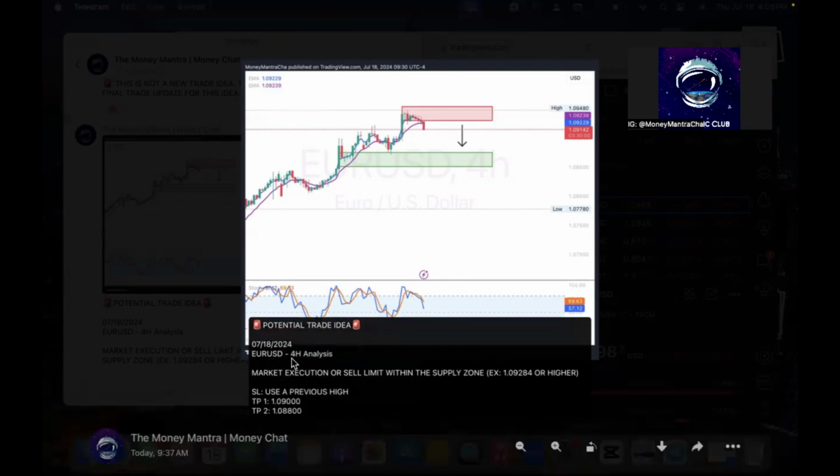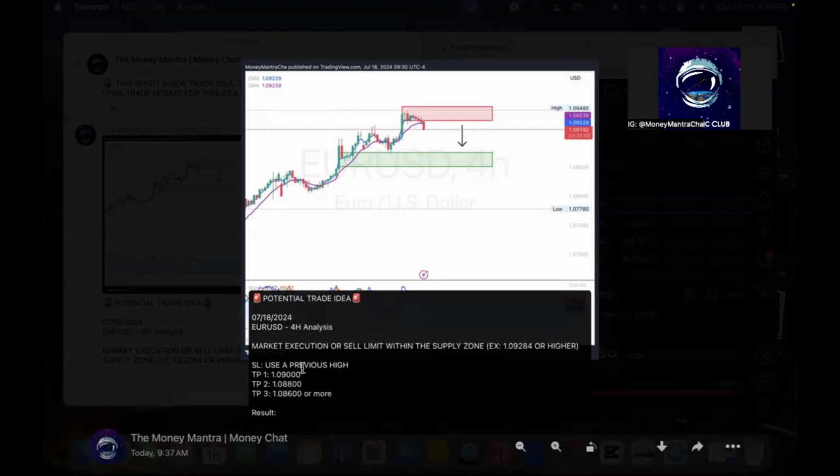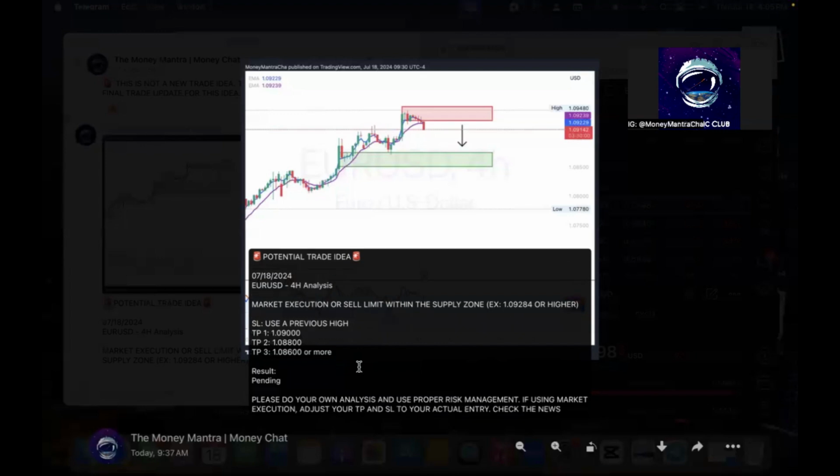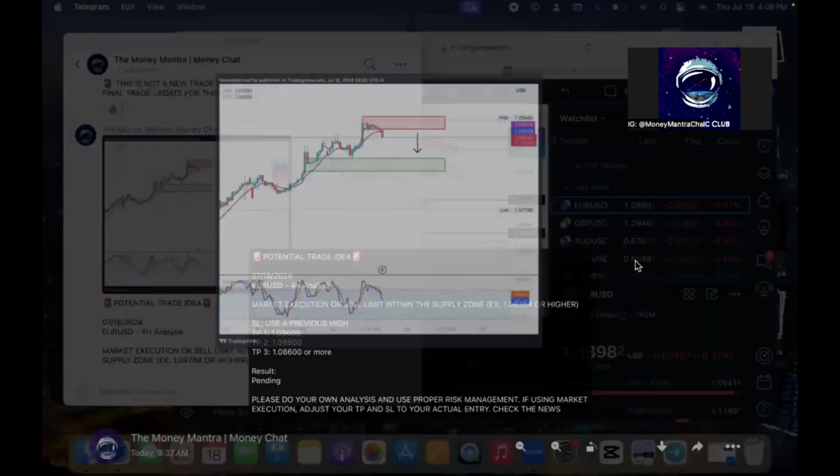For Euro USD, this was a 4-hour analysis on the 4-hour chart. I suggested a market execution or sell limit within the supply zone, and then I gave them an area to look at. I stopped including stop losses in my trade ideas because I want my students to get into the habit of looking at the charts, but I did give them a few places to target for their TP. As always, I encourage them to do their own analysis, use proper risk management, and if you use market execution, adjust your take profit and stop loss to your actual entry.